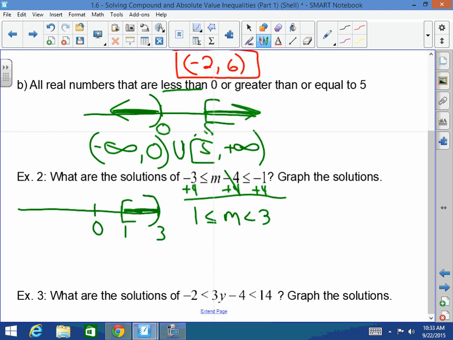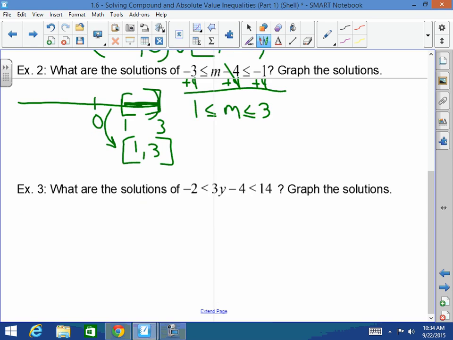Less than or equal to, sorry. Thank you, my bad. So how would I write this as interval notation? The solutions here. That's it. The graph relates identically to the interval notation.